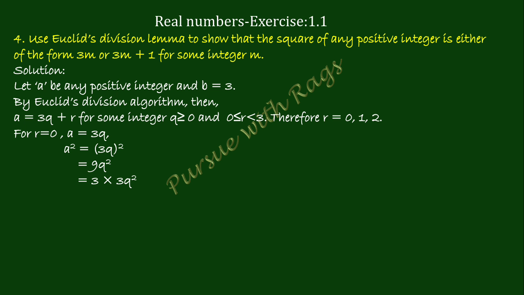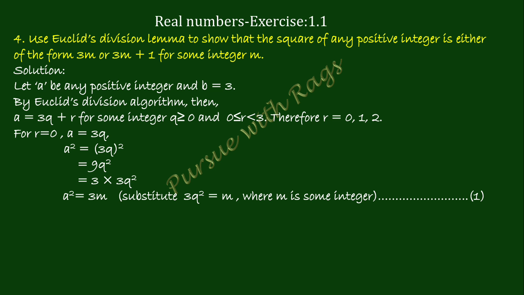Now instead of this 3q square, substitute some integer m. Right? m is some integer. Instead of this 3q square, we are substituting m. So the equation will become 3m. So a square is equal to how much? 3m.